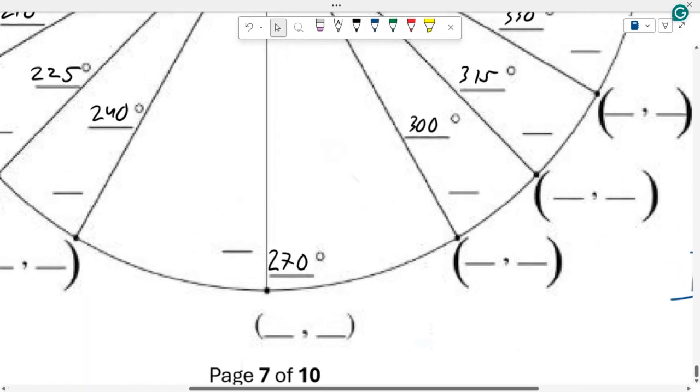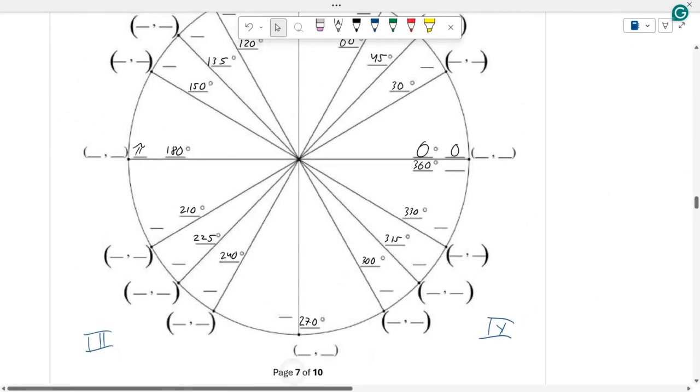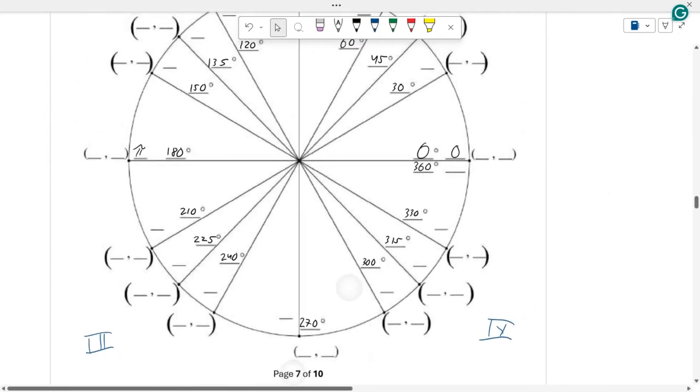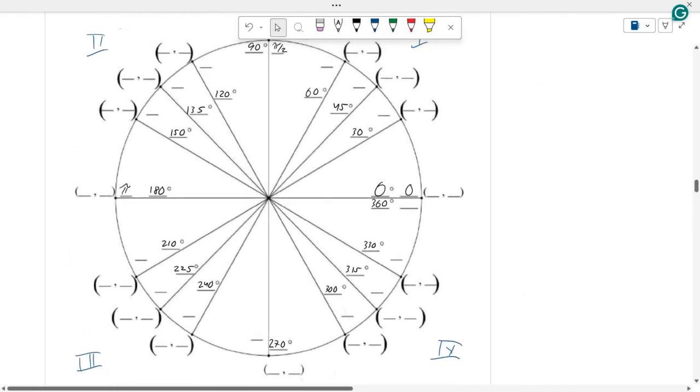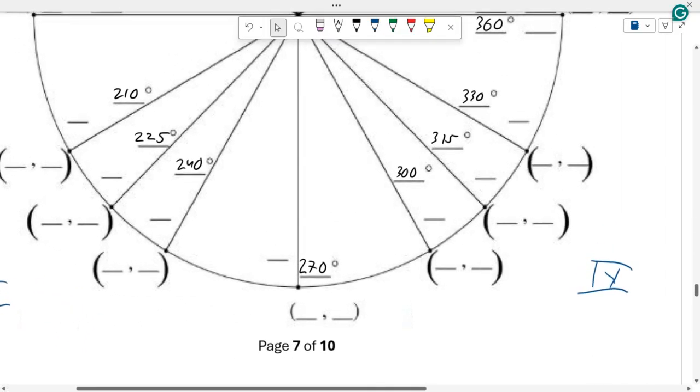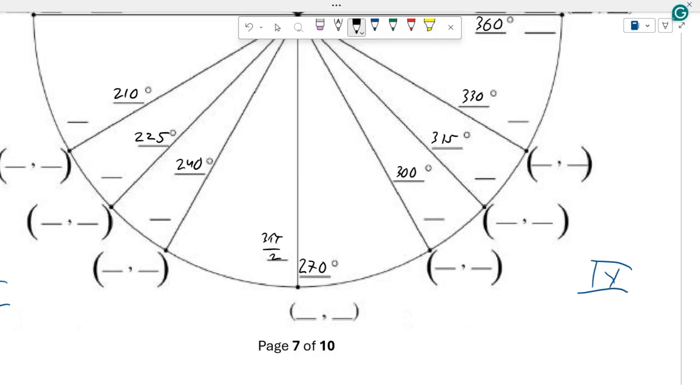If I look down at 270, notice that 270 is like 3 chunks of 90: 90, 90, 90 gets you to 270. With radians, it stands to reason that it would be the same pattern. So it's pi over 2 plus pi over 2 plus pi over 2, which is 3 pi over 2. A little sloppy there. Let me rewrite that. 3 pi over 2. So 270 degrees is 3 pi over 2 radians.